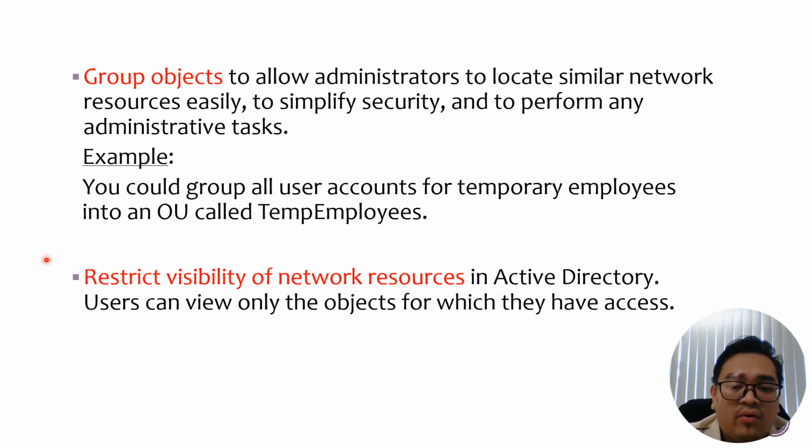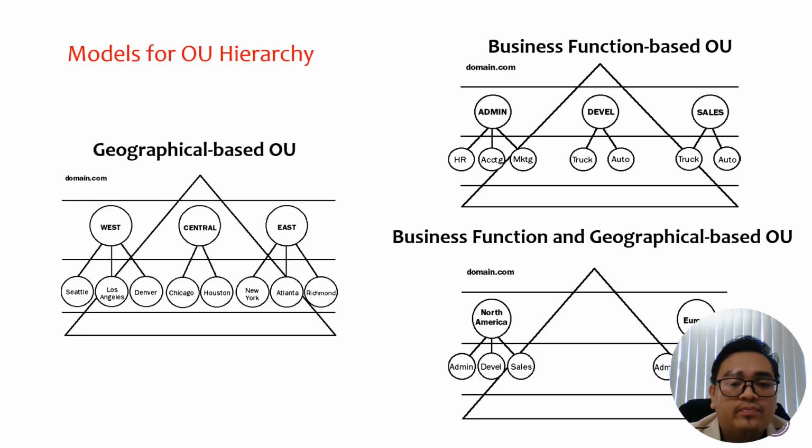Restrict visibility of the network resources in Active Directory, where users can view only the objects which they have access to. So you can see the model of organization unit hierarchy. Okay, we have the business function OU here, geographical based OU, and business function geographical OU.